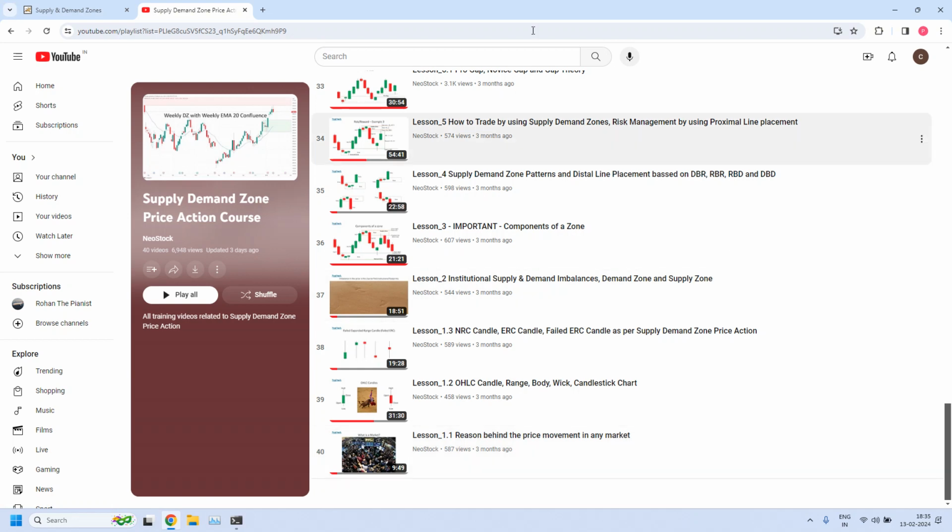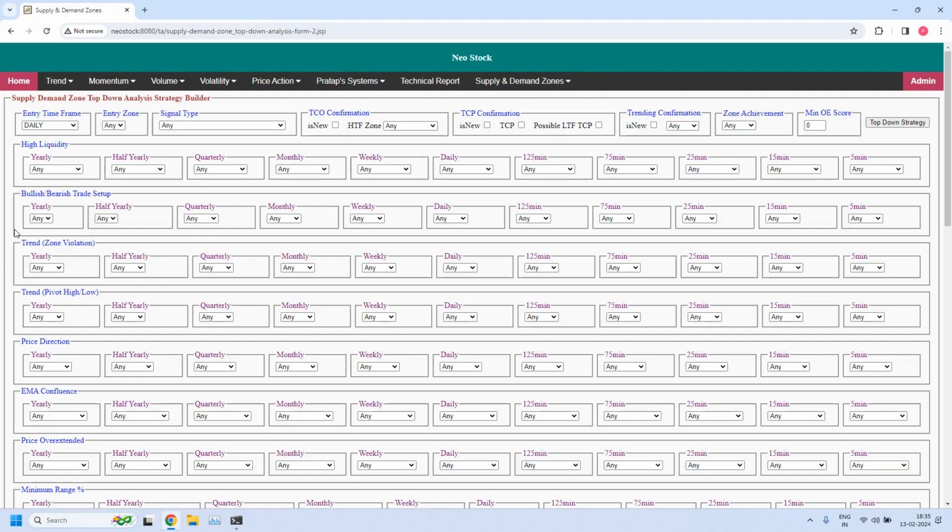Now let's get into report generation with the help of our NeoStock software. In bullish trade setup, our lower time frame zone is daily. So that's why I'm selecting the entry time frame as daily, and because it is a bullish trade setup, the entry zone should be a demand zone.